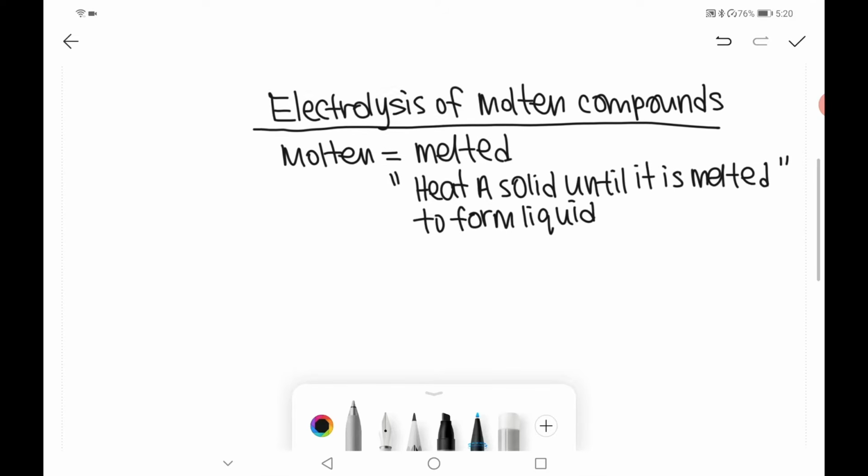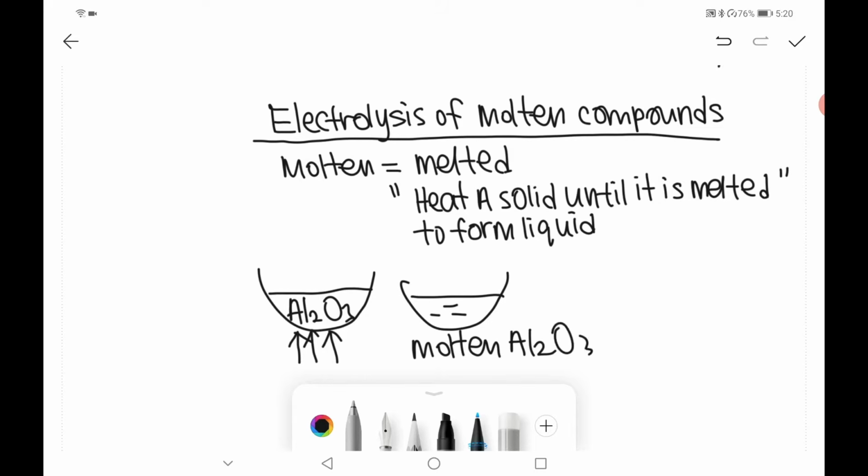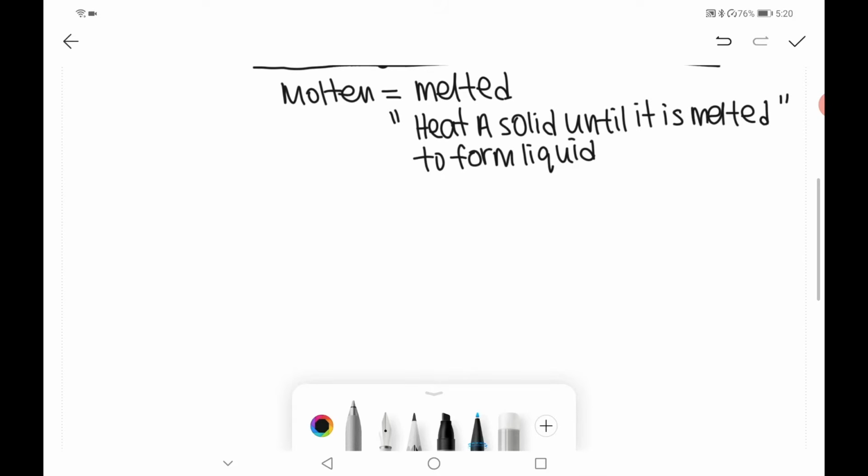Okay, for example, let's say we have aluminium oxide. When we heat the aluminium oxide, it melts. When the aluminium oxide is melted, now we have molten aluminium oxide, yeah? So that's it. When we heat a solid until it fully melts and becomes liquid, the liquid we call molten. Okay, so what else did we learn in the last lesson?